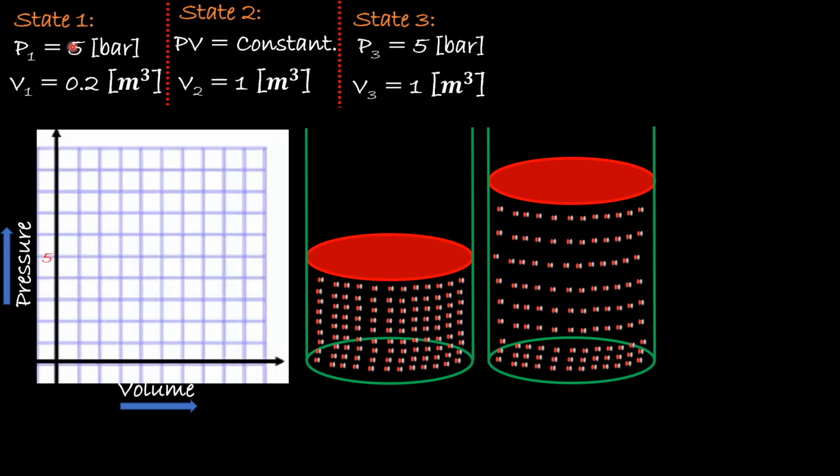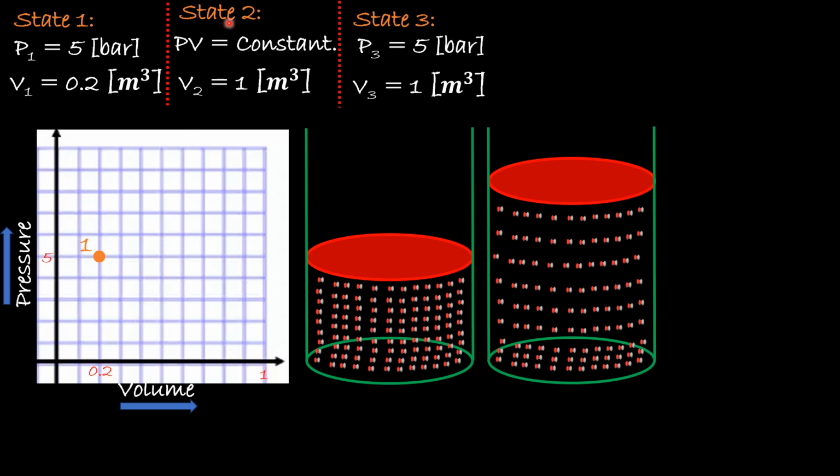All right, so at state 1, we are told the pressure is 5 bar and the volume is 0.2 meter cube. So that means this is our state 1. These are the measurable characteristics of the carbon monoxide gas at state 1. So these carbon monoxide gas molecules are at pressure 5 bar, and the volume that it takes inside the piston cylinder assembly is 0.2 meter cube.